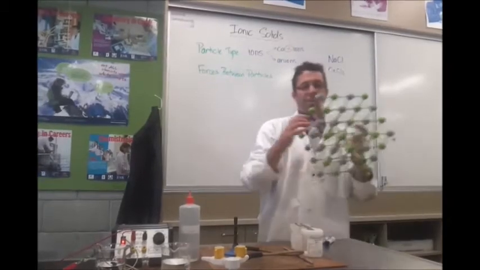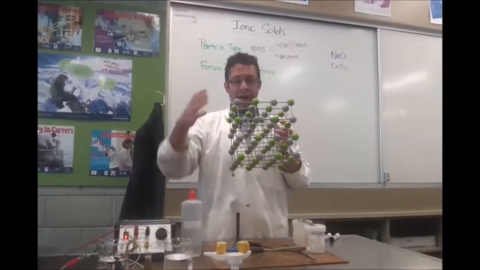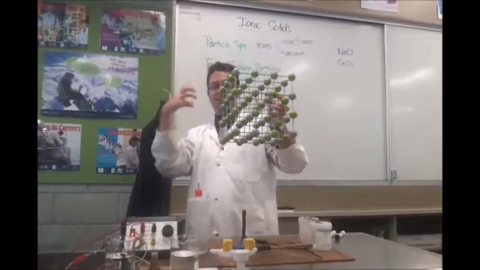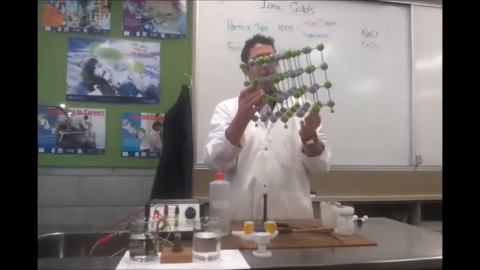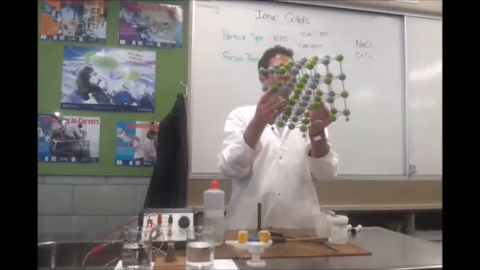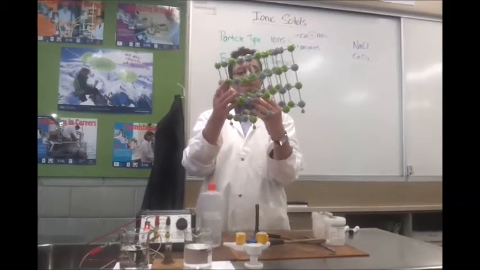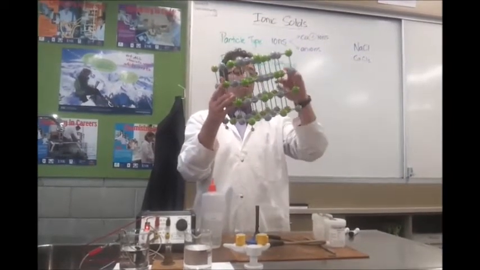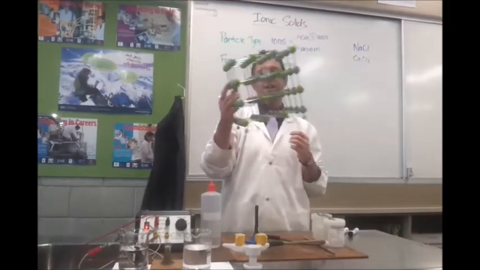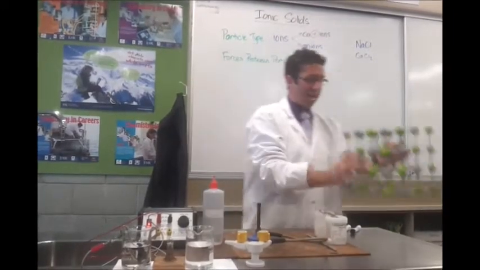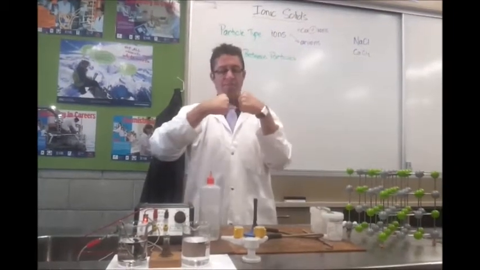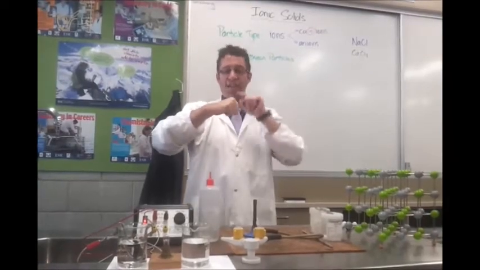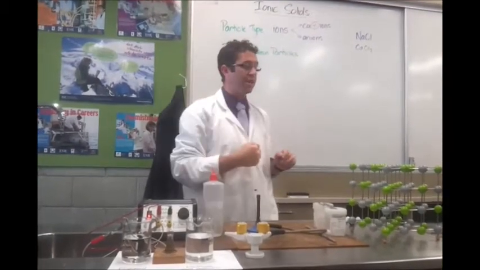So if you have a look at it, if we look right in the middle rather than at the periphery, this is just a piece taken out. If you look right in the middle, every sodium is attracted to 6 other chlorides. And every chloride is attracted to 6 other sodiums. So it's not just a case of one sodium being attracted to one chloride. It's actually in 3 dimensions, so in every direction.